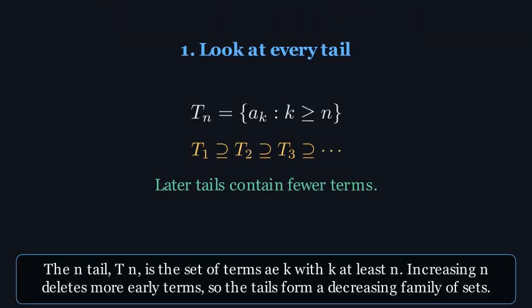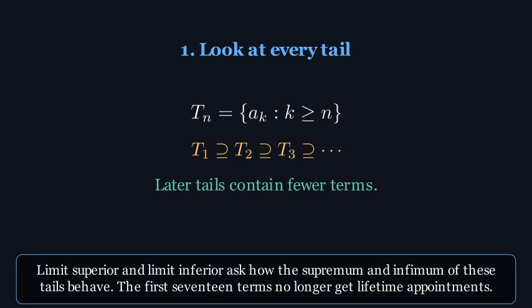The n-tail, Tn, is the set of terms ak with k at least n. Increasing n deletes more early terms, so the tails form a decreasing family of sets. Limit superior and limit inferior ask how the supremum and infimum of these tails behave. The first 17 terms no longer get lifetime appointments.